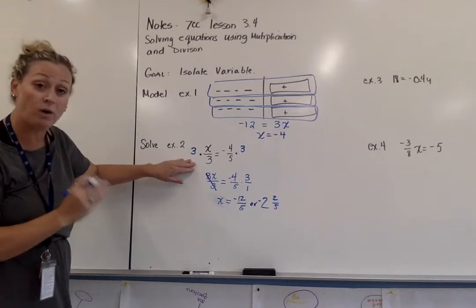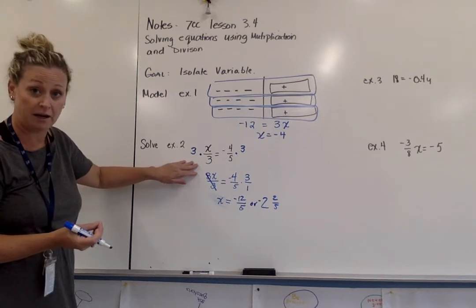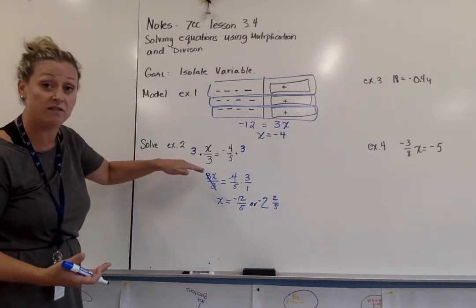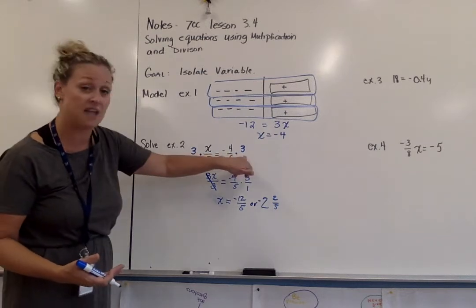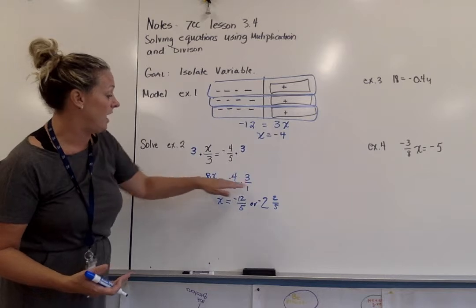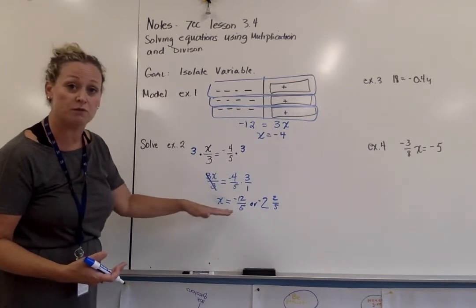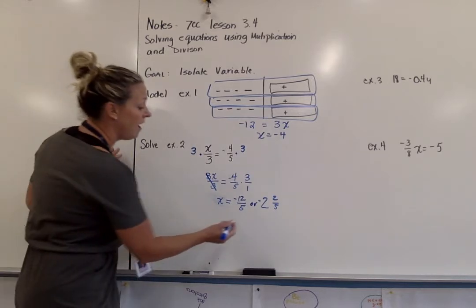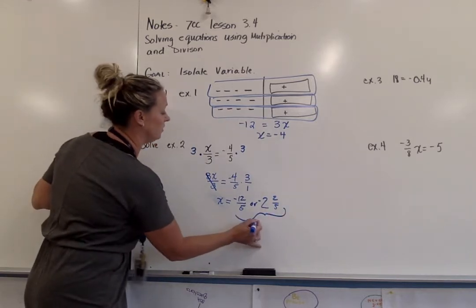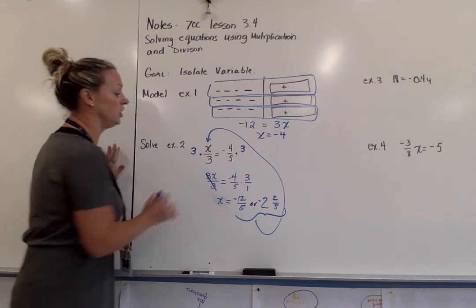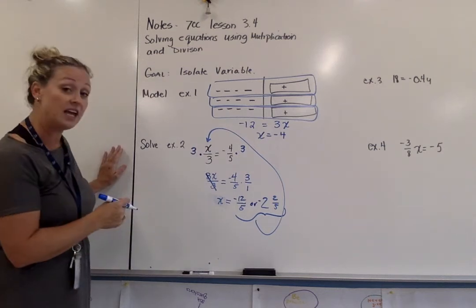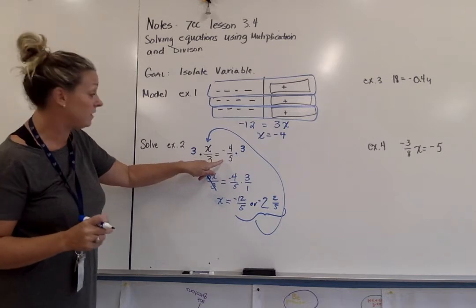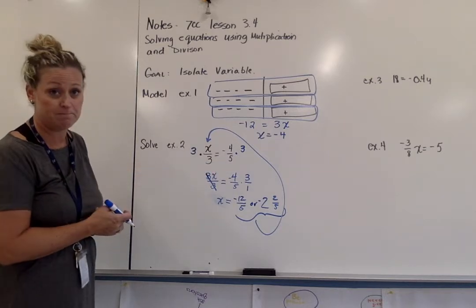I've identified what's happening to the variable, divided by 3. I then do the opposite operation to get rid of the divide by 3, so I multiply both sides. I then do my computation in terms of multiplying by fractions, and I get a value for x. I can take either one of these values and plug them into the original equation. So I can take negative 12/5 divided by 3, and if I've done everything correctly, I should get negative 4/5.